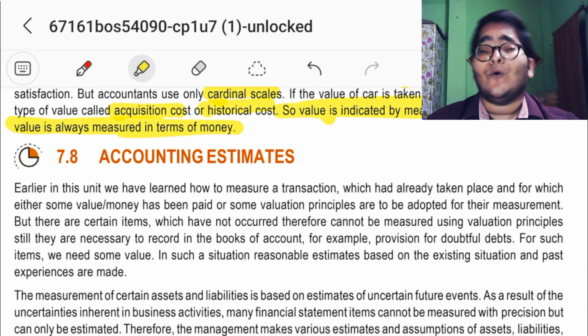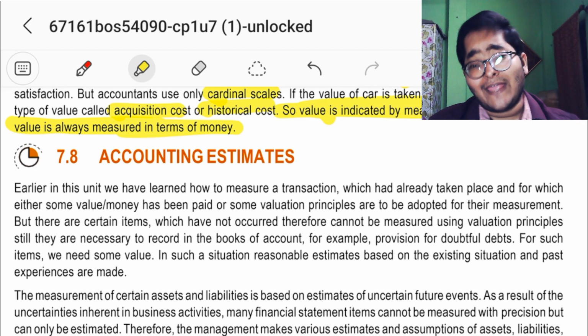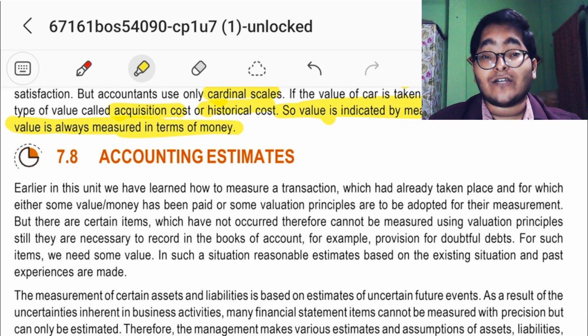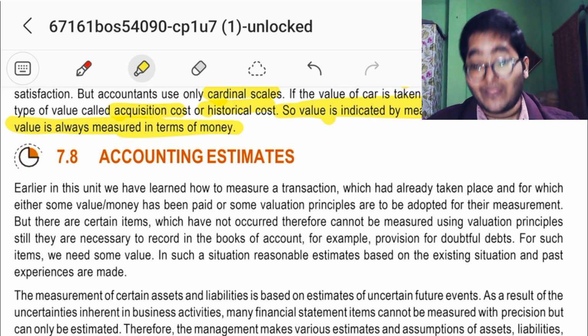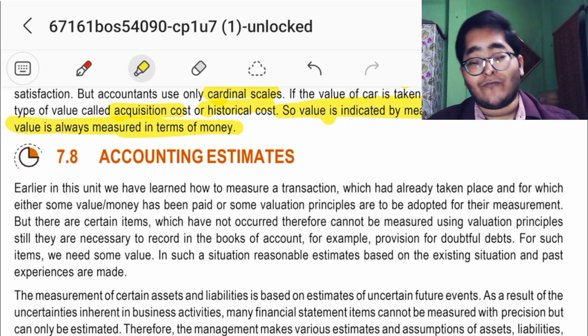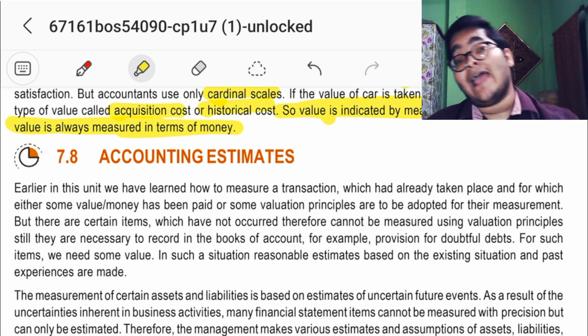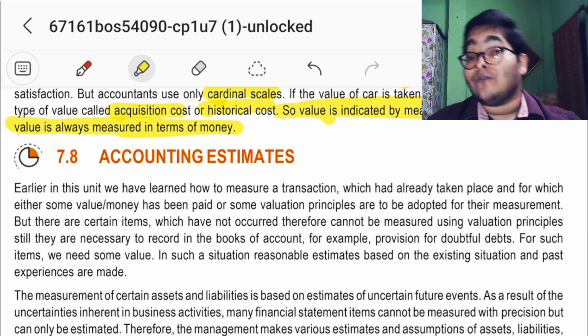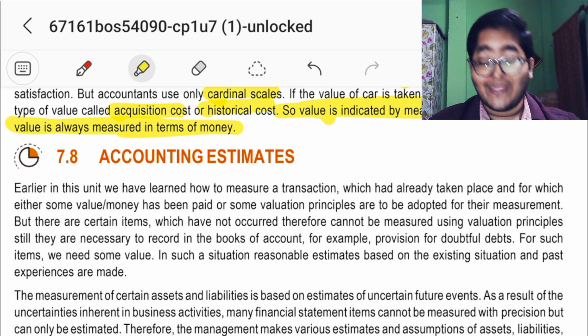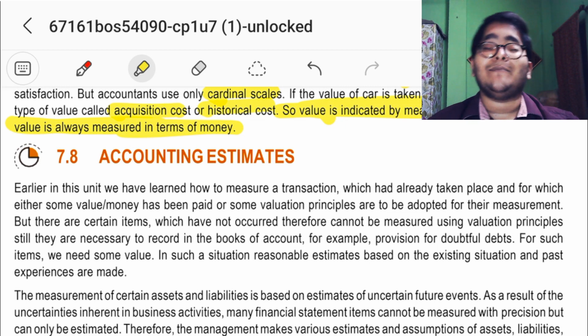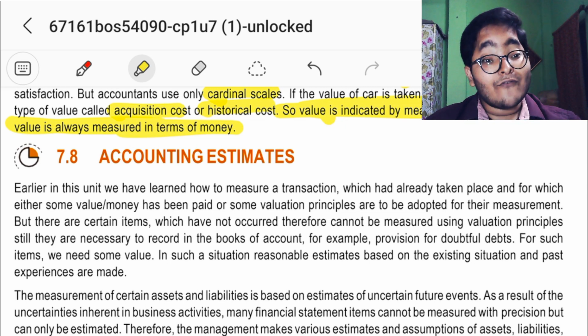ऐसा कुछ आइटम होता है अकाउंट्स में जो अभी तक भी ऑकर नहीं हुआ है, लेकिन उसको मेजर करना या फिर बुक्स ऑफ अकाउंट्स में उसको प्रेजेंट करना बहुत इंपॉर्टेंट हो जाता है. फॉर एग्जाम्पल, प्रोविजन फॉर डाउटफुल डेट. जो डेट है वो डाउटफुल है, लेकिन उस डाउटफुल डेट के लिए एक प्रोविजन क्रिएट करना जरूरी हो जाता है. इसीलिए हम लोग अकाउंटिंग एस्टिमेट्स लगाते हैं. फॉर सच आइटम्स वी नीड सम वैल्यू.